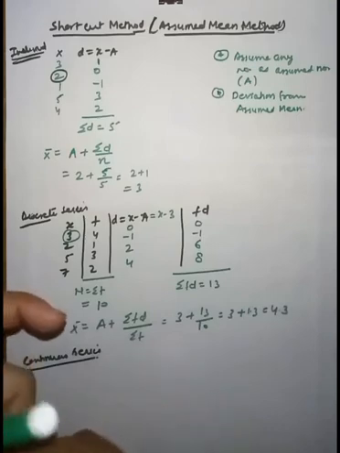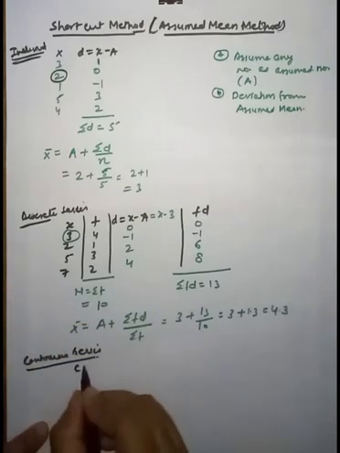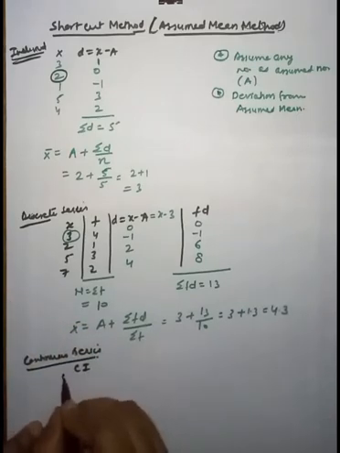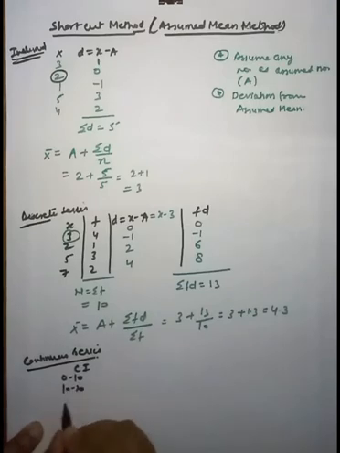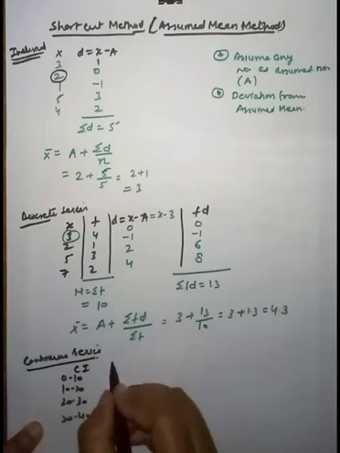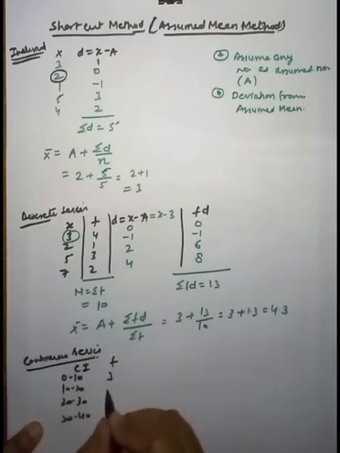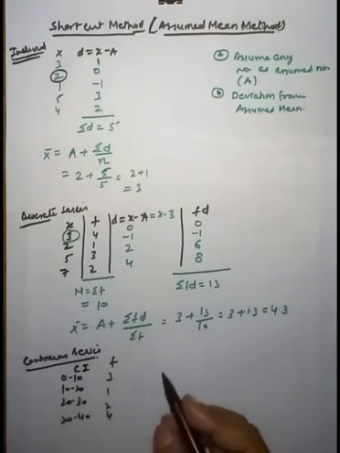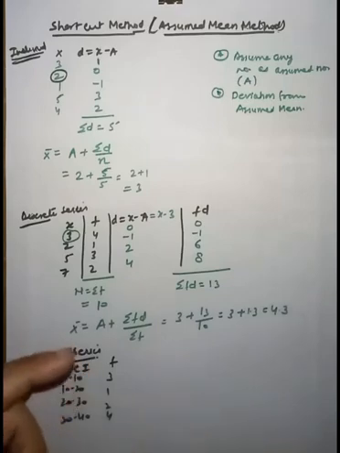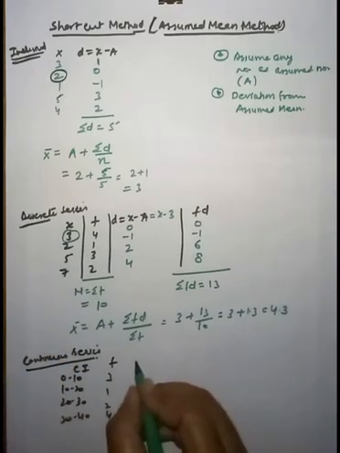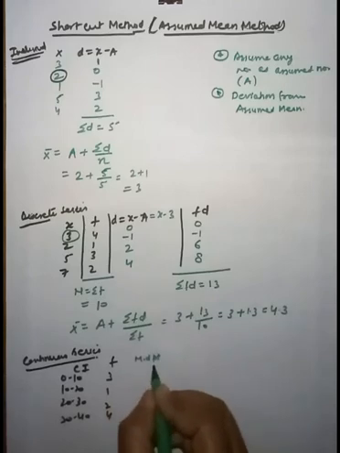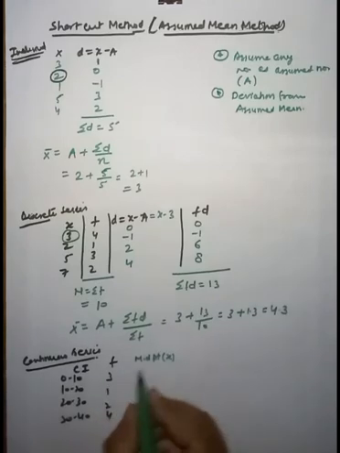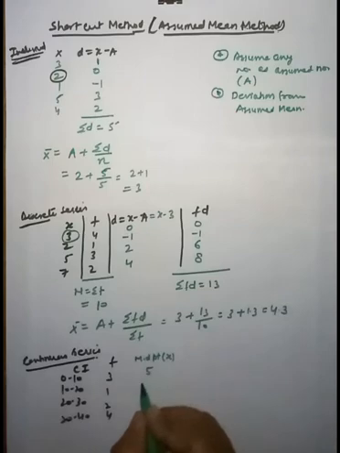Take the class intervals. I have taken 0 to 10, 10 to 20, 20 to 30 and 30 to 40, and taken the frequencies 3, 1, 2, 4. Now, as you know, find the midpoint x. Here I have found 5, 15, 25 and 35.